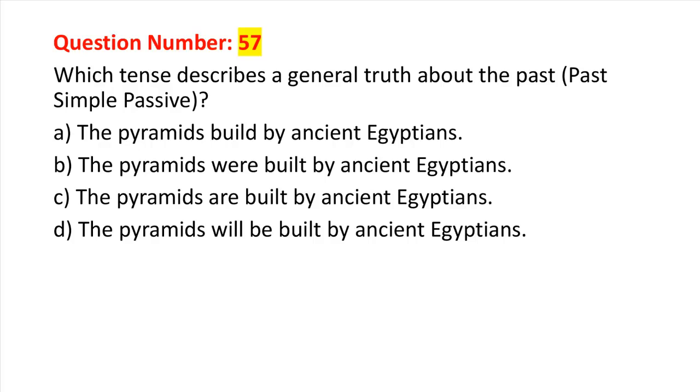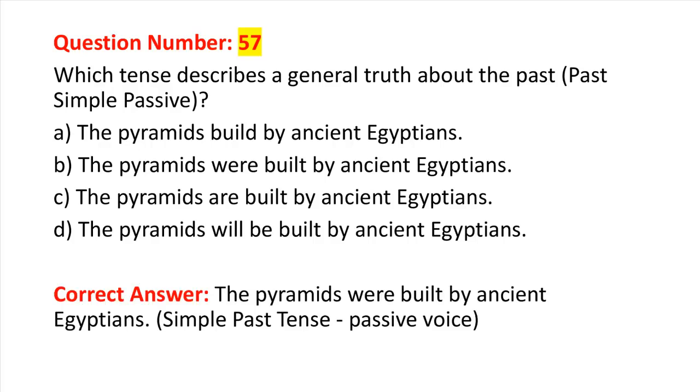Question number 57. Which tense describes a general truth about the past, past simple passive? A. The pyramids built by ancient Egyptians. B. The pyramids were built by ancient Egyptians. C. The pyramids are built by ancient Egyptians. D. The pyramids will be built by ancient Egyptians. Correct answer, the pyramids were built by ancient Egyptians. Simple past tense, passive voice.